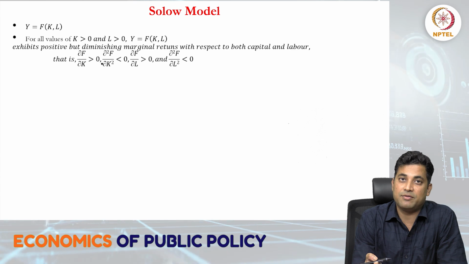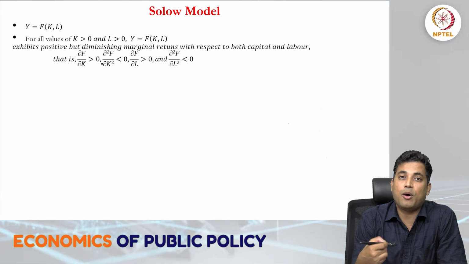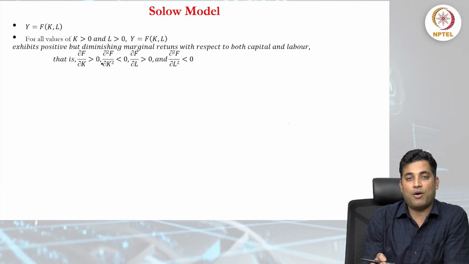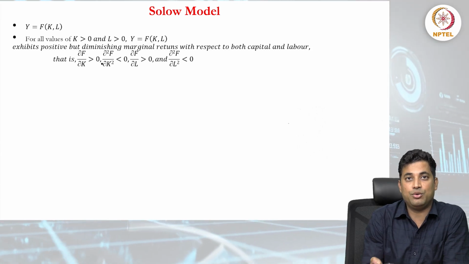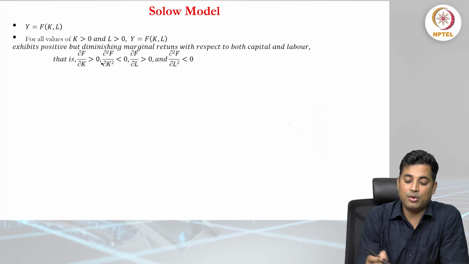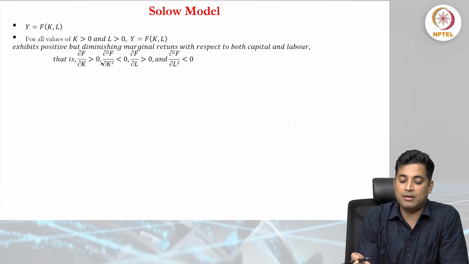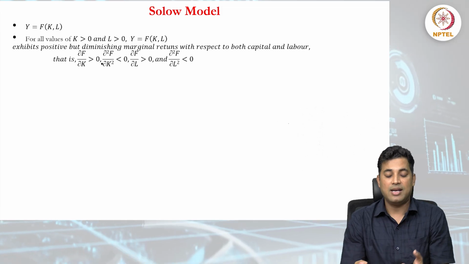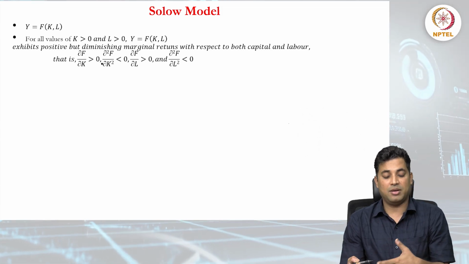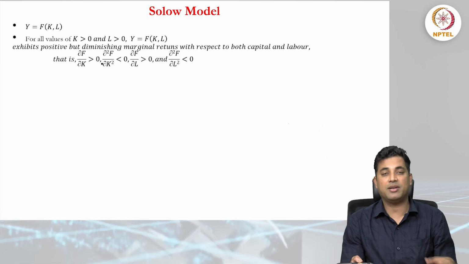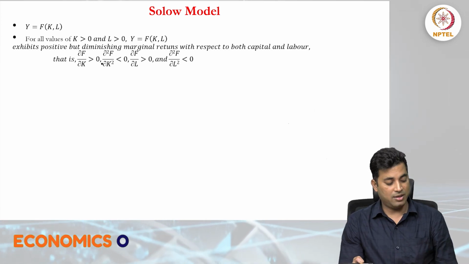Both will be positive, but then the slope of marginal productivity of capital, which is d2f by dk2, the second order condition, will be less than 0, and d2f by dl2 will be less than 0. So this is basically the diminishing marginal returns assumption with regard to labor and capital.